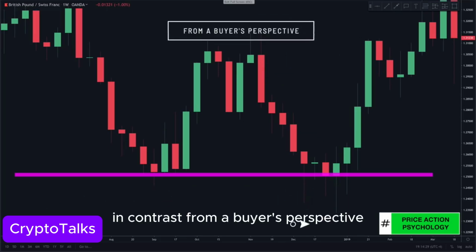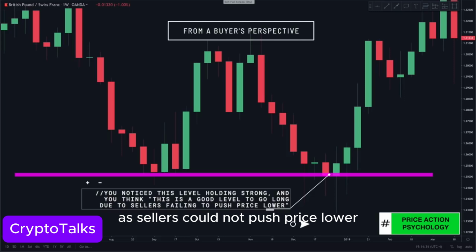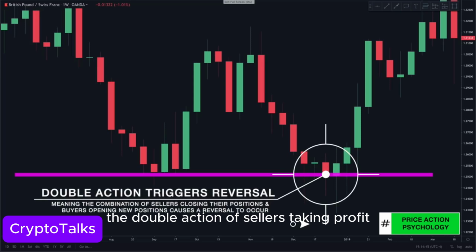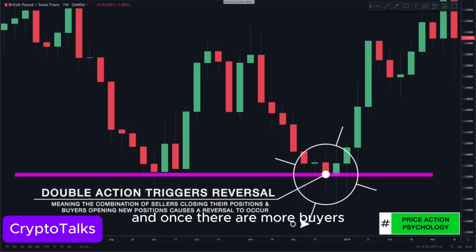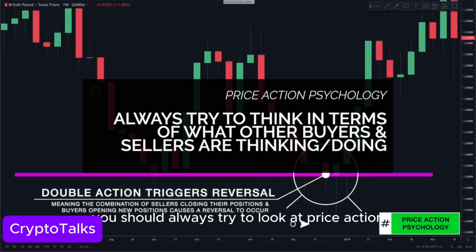In contrast, from a buyer's perspective, you notice this level holding up. And in your mind, you are thinking that sellers might be taking profit, as well as other buyers possibly stepping in. Now, this is the key. Sellers closing positions, as well as buyers entering the market, opening long positions. And once there are more buyers, this triggers a reversal. This is a very important takeaway in terms of what other buyers and sellers are thinking.